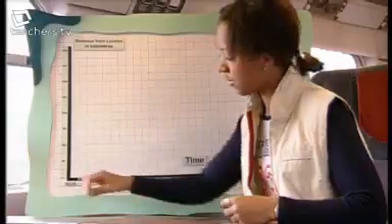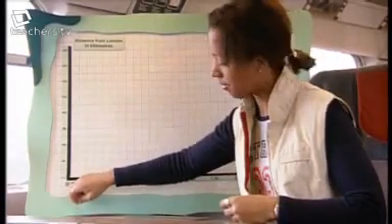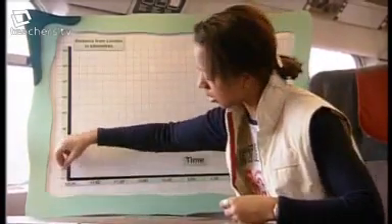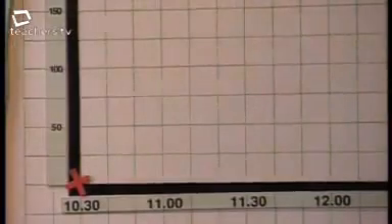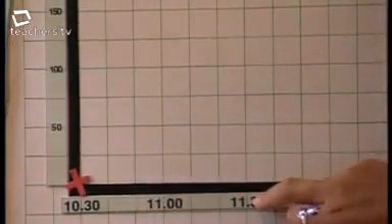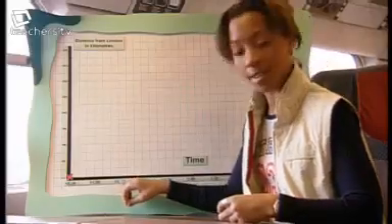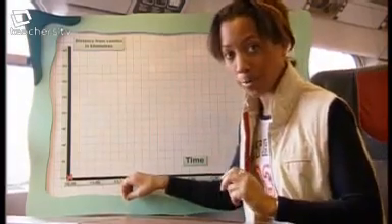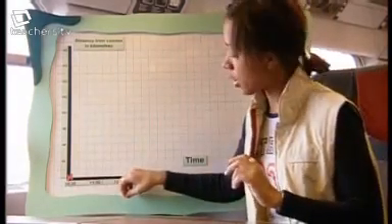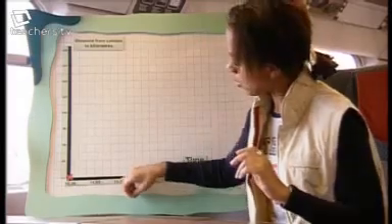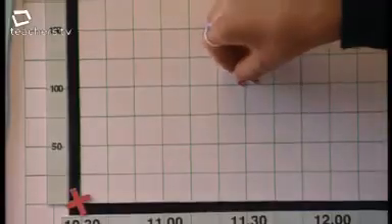At 10:30, we were just about to leave London, and the distance travelled was 0 kilometres, which is there. At 11:30, we were just about to enter the tunnel, and the distance travelled from the starting point, London, was 115 kilometres, which is about there.